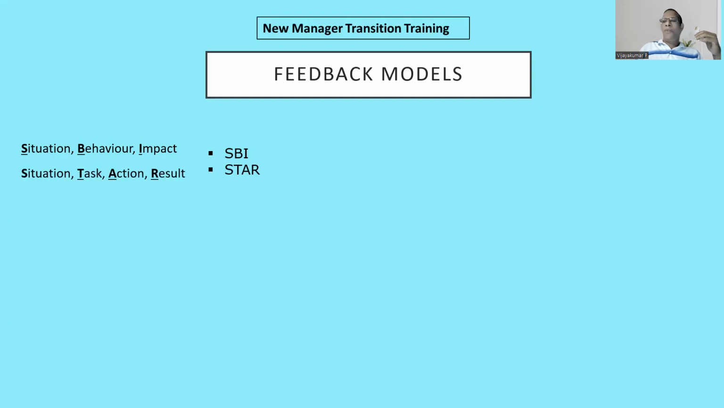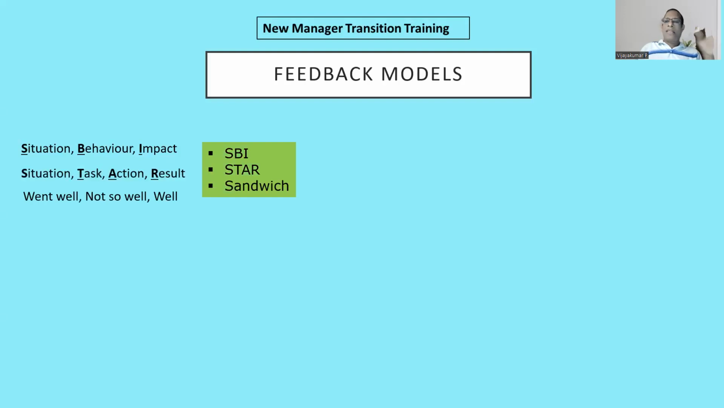Again, we discuss the situation, and then what was the task that the person was doing, and what action he took, and because of his action or behavior or deliverables, what was the result, right? That is the STAR model.